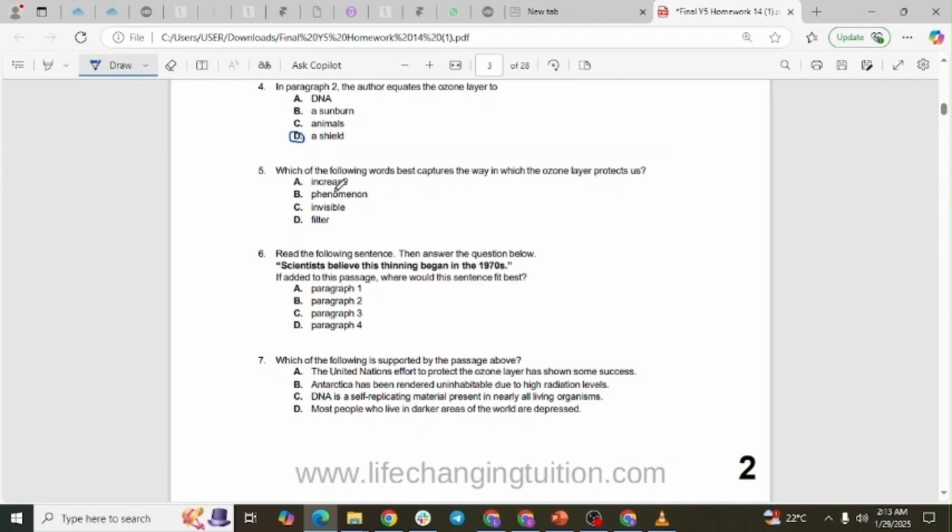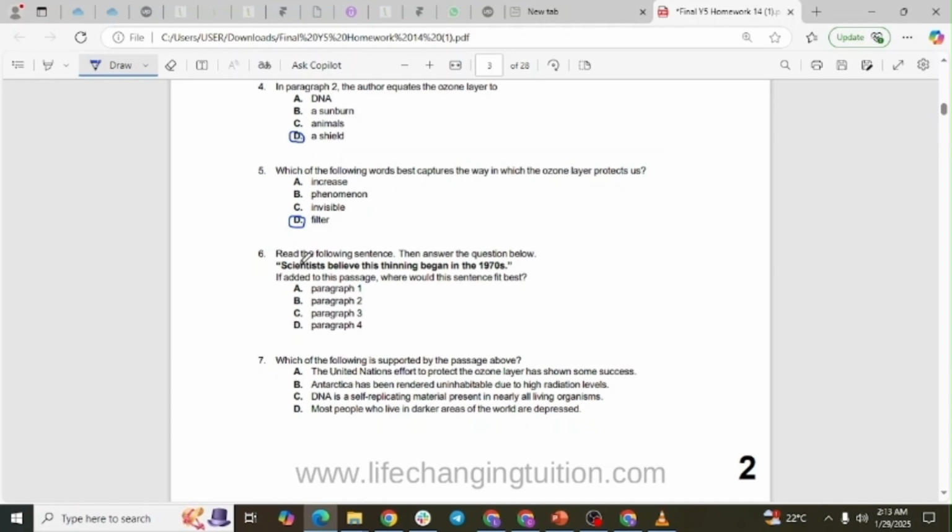Question 5. Which word best describes how the ozone layer protects us? A. Increase, B. Phenomenon, C. Invisible, D. Filter. Answer. D. Filter. Explanation. The ozone layer filters out or reduces the sun's ultraviolet rays before they can reach the Earth's surface.